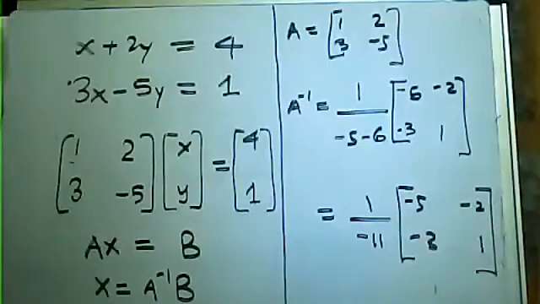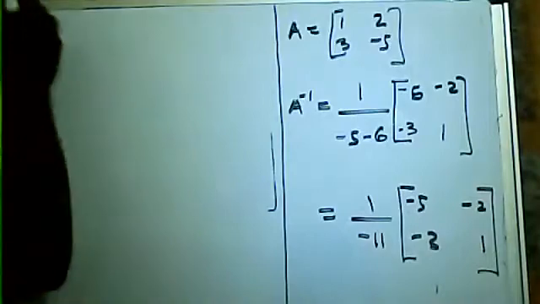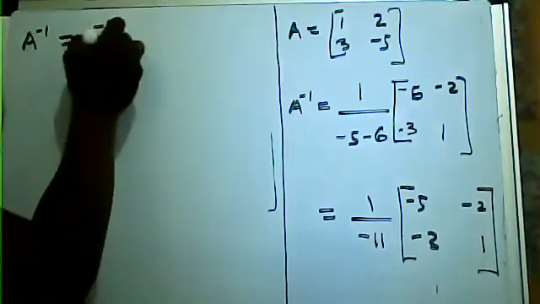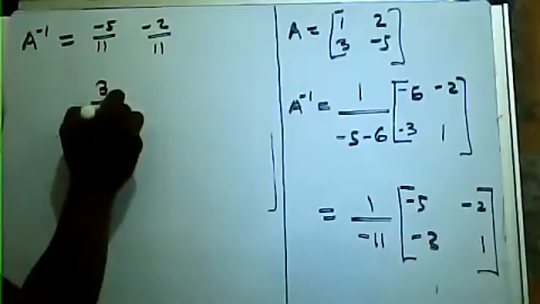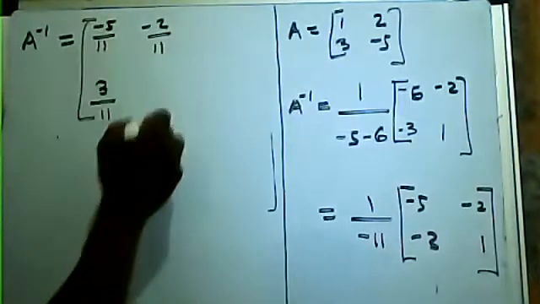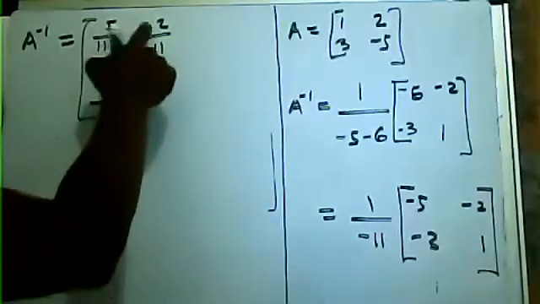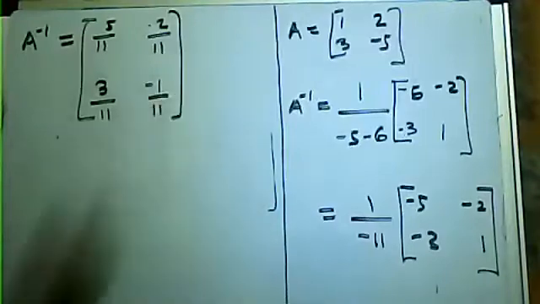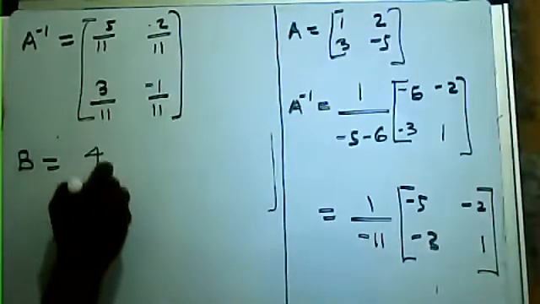So, our A inverse is simply minus 5 over 11, minus 2 over 11, 3 over 11, and actually this will be positive, this will be positive, this will be positive, and this will be minus 1 over 11. And what was our B? Our B was 4, 1.